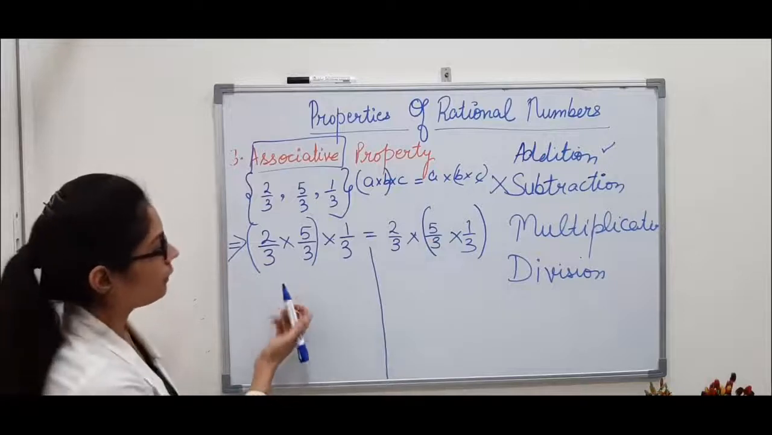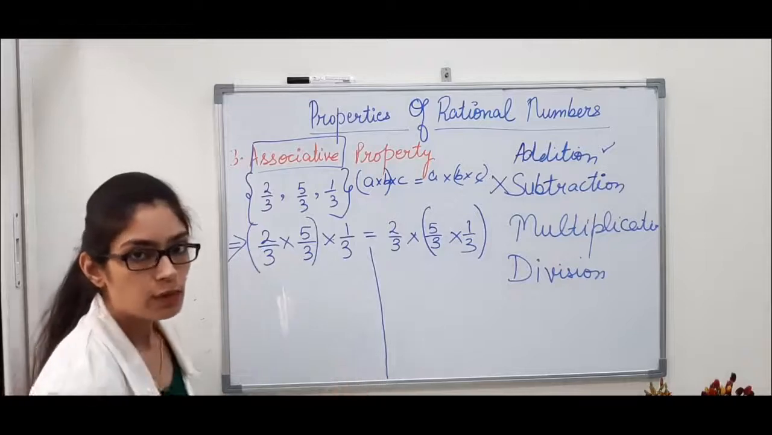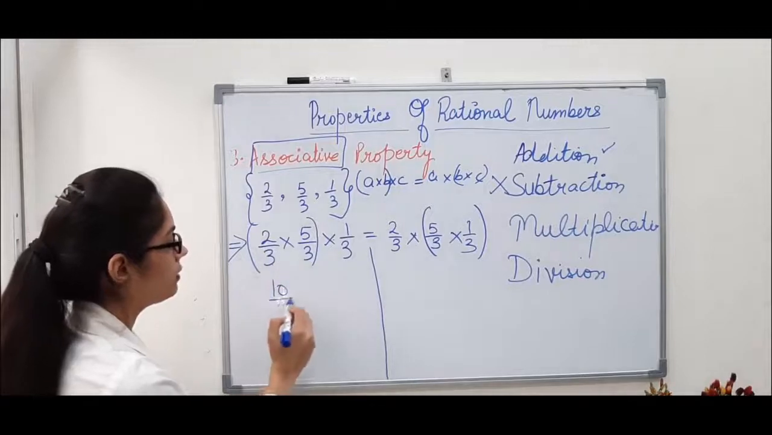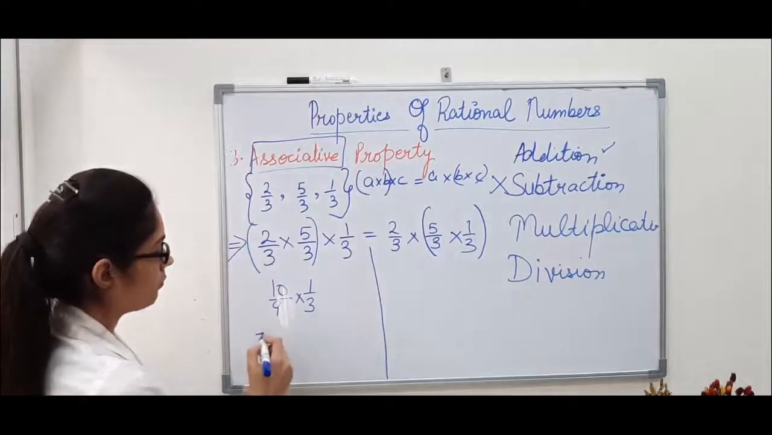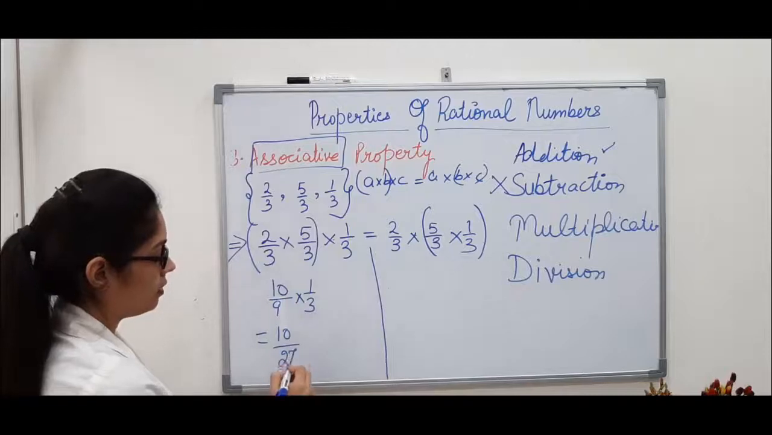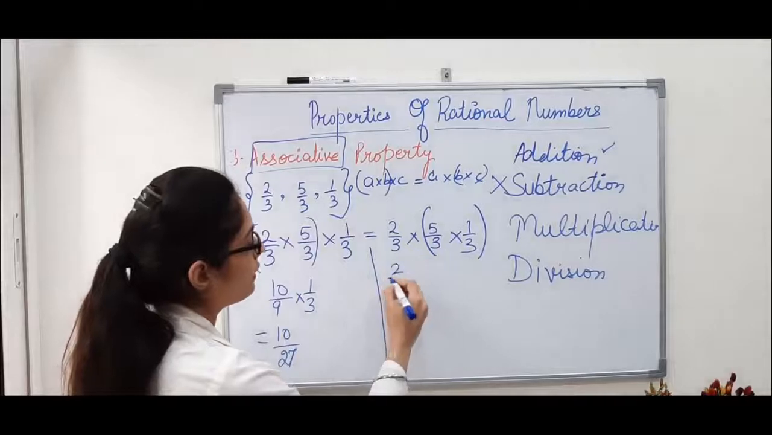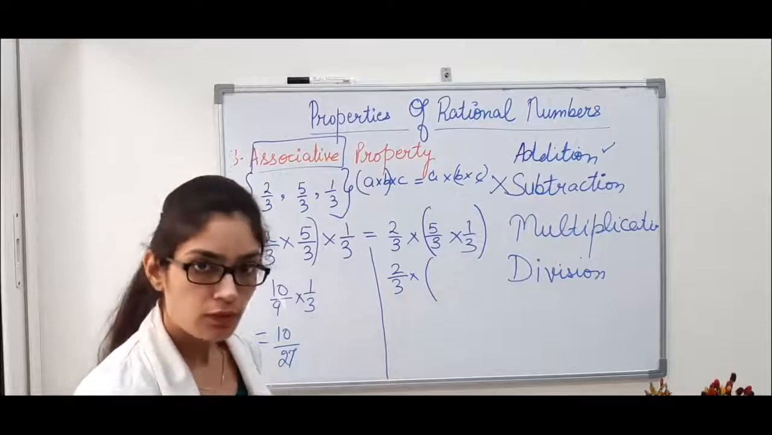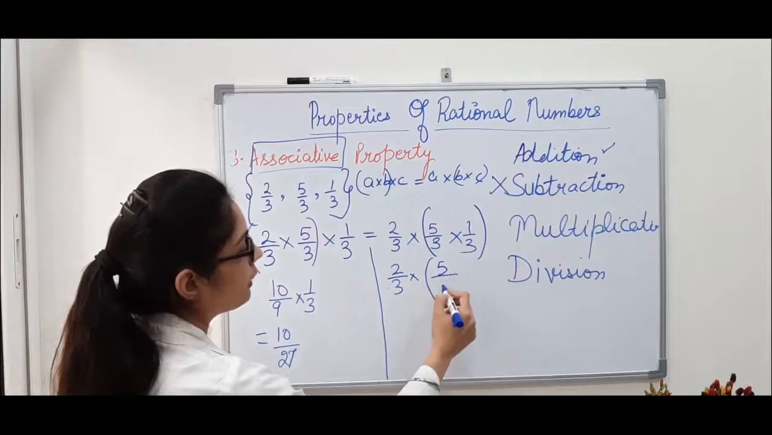Now let's do it. First we will do it for the left hand side. The same way, I have to solve the brackets first. 2 into 5 is 10. 3 into 3 is 9. Now I will write this 1 by 3. 10 into 1 is 10. 9 into 3 is 27. So I got the left hand side as 10 by 27. Now just solve the right hand side. 2 by 3 I will write as it is. First of all I have to solve the brackets. 5 into 1 is 5. 3 into 3 is 9.